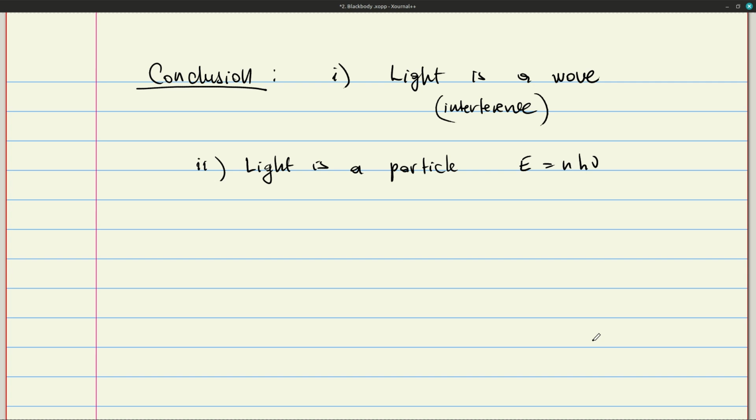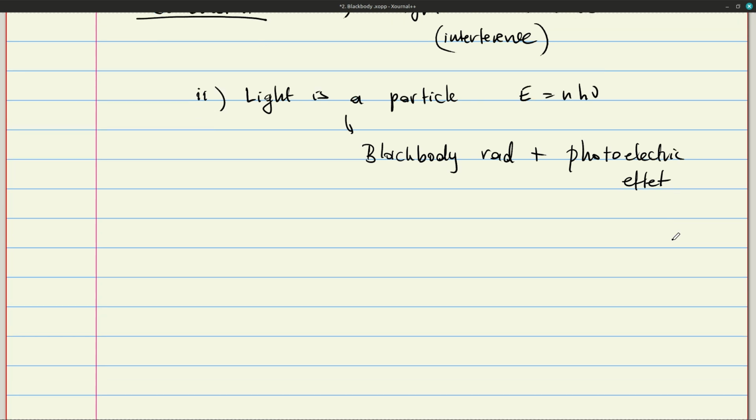But also, it knocks out electrons exactly like two billiard balls collide. Light can collide with your electron and knock it out. It can give it a momentum, right? Light is a particle, and this is supported by blackbody radiation and also the photoelectric effect. Now, if it's a particle, we have to go back and think about our interference experiment.